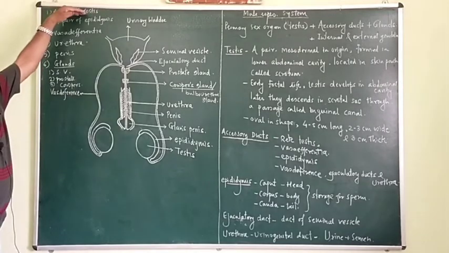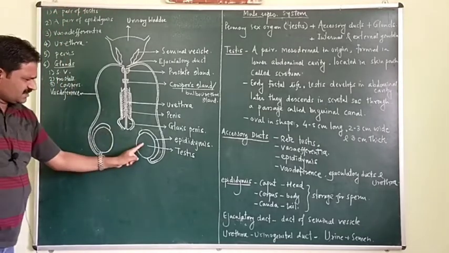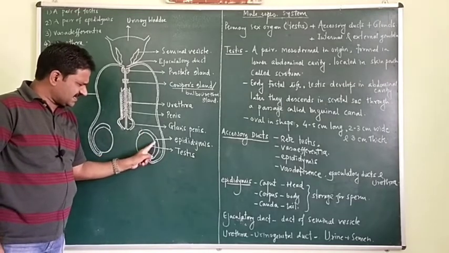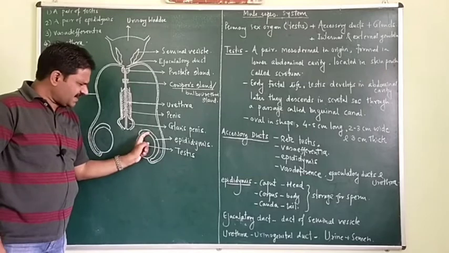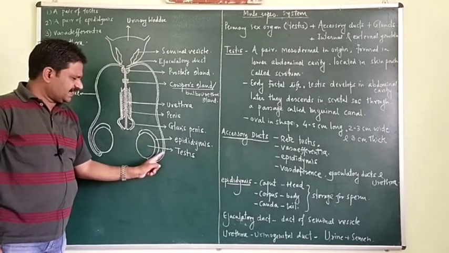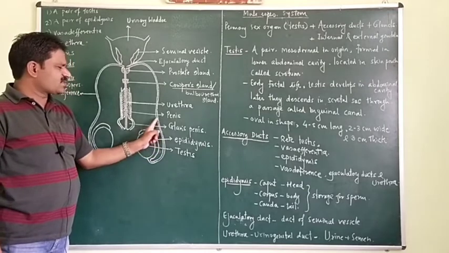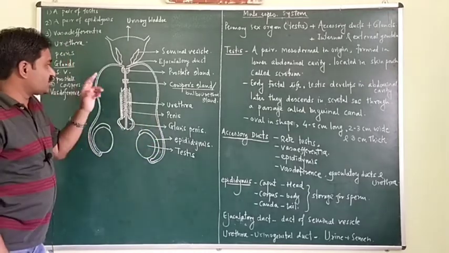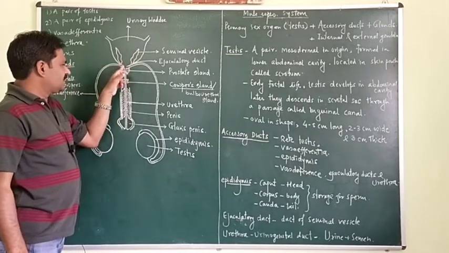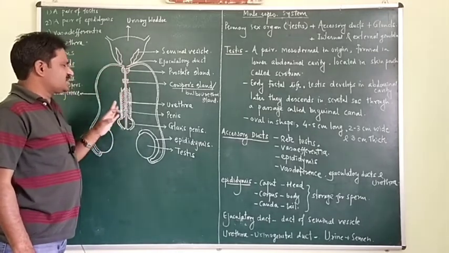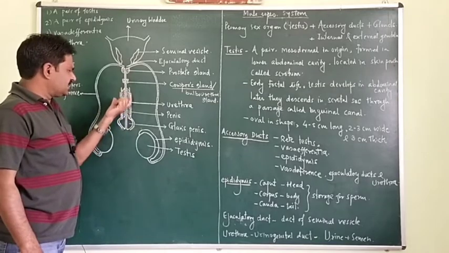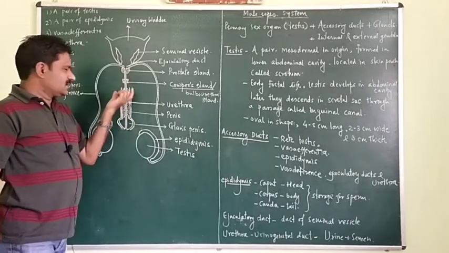A pair of testes. On the posterolateral side, a structure is present on the testis, that is called epididymis. Epididymis continues into a particular tube. That tube is called vas deferens. Both the vas deferens are connected at the base of the urinary bladder and form a common passage, that is urethra. And inside the urethra there is a particular structure.